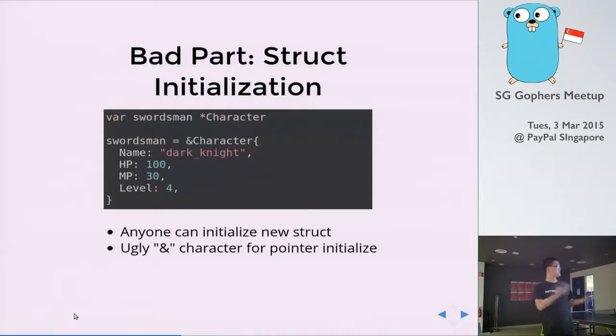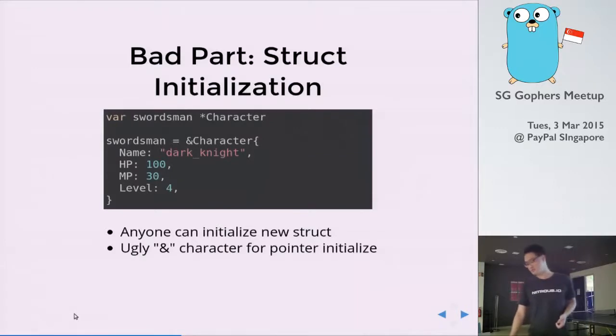So here we just define the characters by initializing the character struct and defining all the fields on it. This looks straightforward, but the thing is, anyone can initialize this struct. Anyone can create a character in any way they like, and there's no constraint on that. And then Go also has this weird syntax for pointers. They have this pointer concept, which is good, but to initialize it, you have to put an ampersand in front of it. So in the end, you get this kind of weird syntax like equals &Character, and then your initialization parameters.